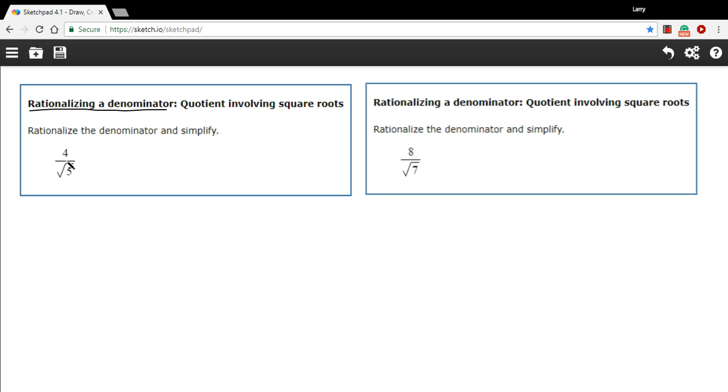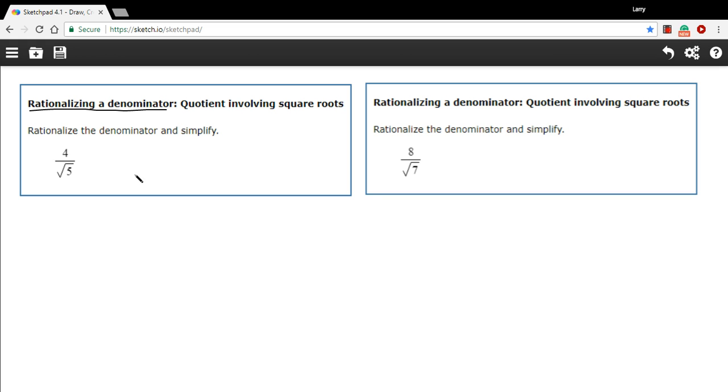What we're trying to do is get the radical symbol off of the bottom of the fraction. We don't want that down there. How can we do this? Well, you may be familiar from your work with fractions before that you're allowed to multiply a fraction by 1. You can multiply anything by 1 and it stays the same.